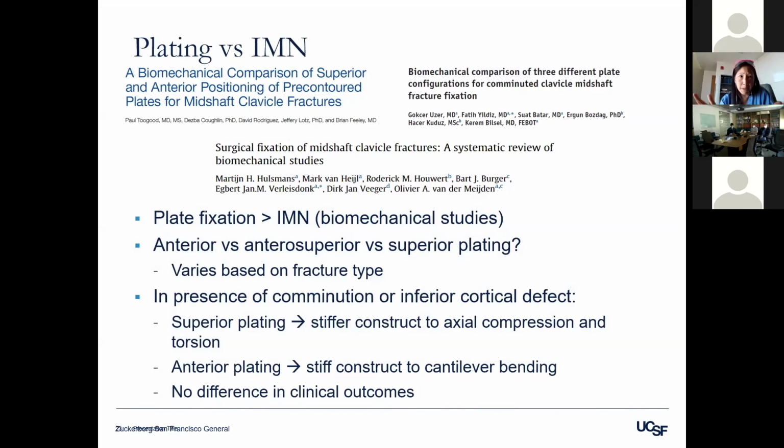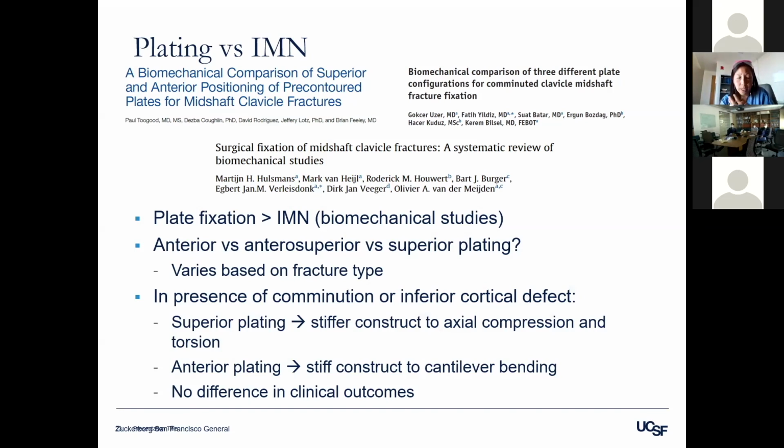So there's a bunch of biomechanical studies out there looking at plate fixation, anterior superior, anterior inferior. There's a bunch of stuff out there. But I think in my reading, the takeaway I got is that plate fixation in general is stronger than intramedullary nail fixation, which I really won't talk about because I don't have that much experience in. But what about anterior versus superior plating?